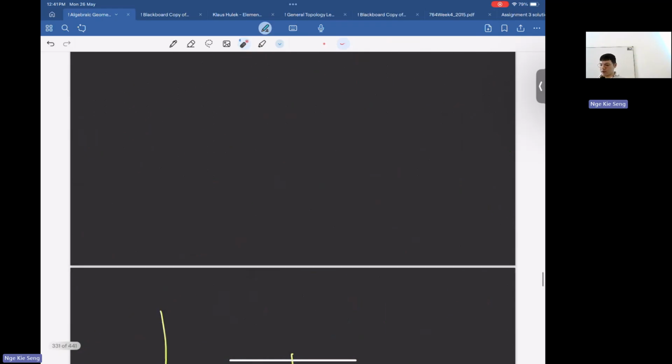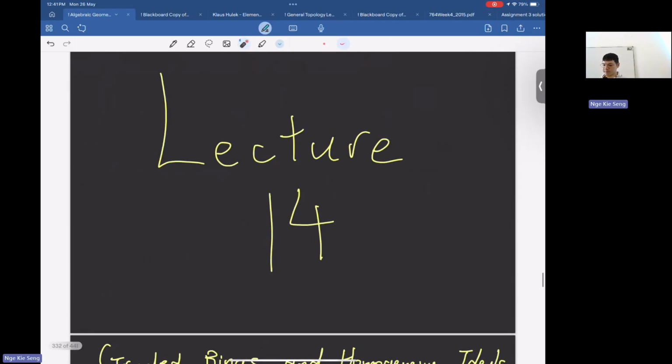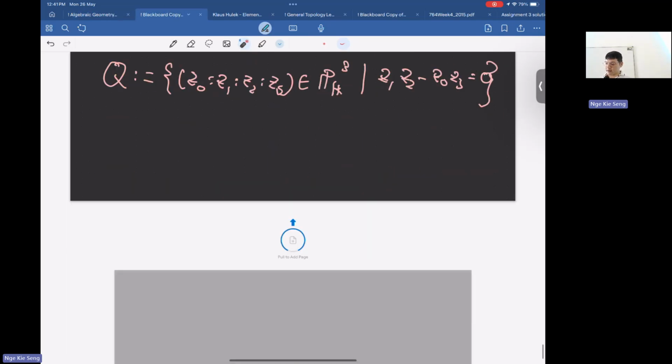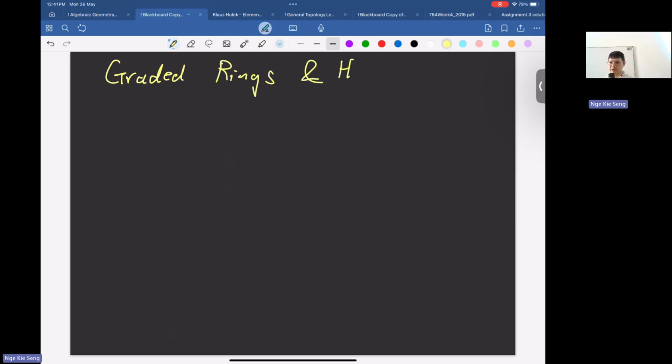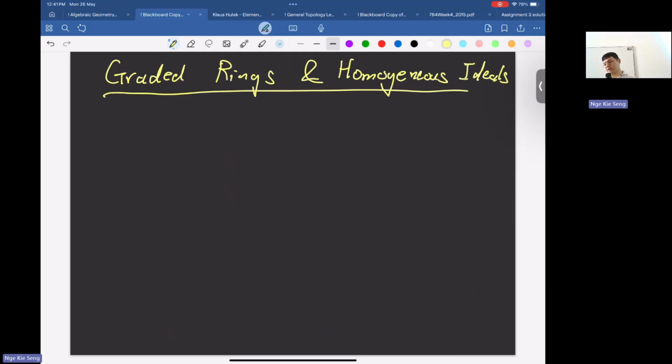So similarly, like the affine case, we have the polynomial ring of n variables to govern these varieties, right? But how about projective varieties? Here we will introduce something called graded rings, and also homogeneous ideals that we have briefly talked about last week. Last week we just talked about homogeneous degree. This week we'll talk about homogeneous ideals.